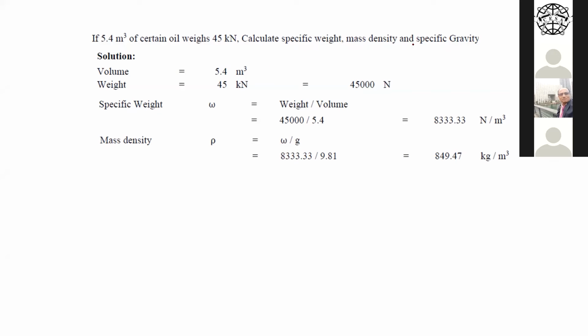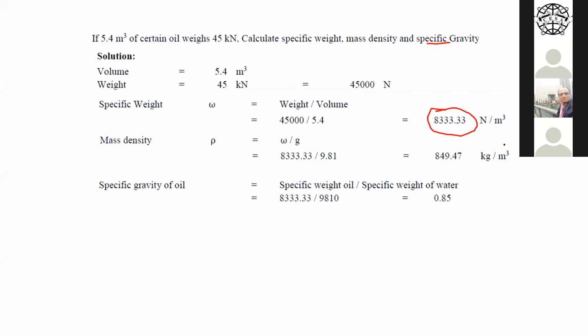In order to calculate specific gravity, there are two formulas here. One is, take the mass density and divide by 1000, which gives 0.849, the specific gravity of this oil, because it is mass density of oil divided by mass density of water. Or take specific weight and divide by specific weight of water, which is 9810. When you divide by 9810, you will get the answer as 0.8495. So there are two ways of calculating.